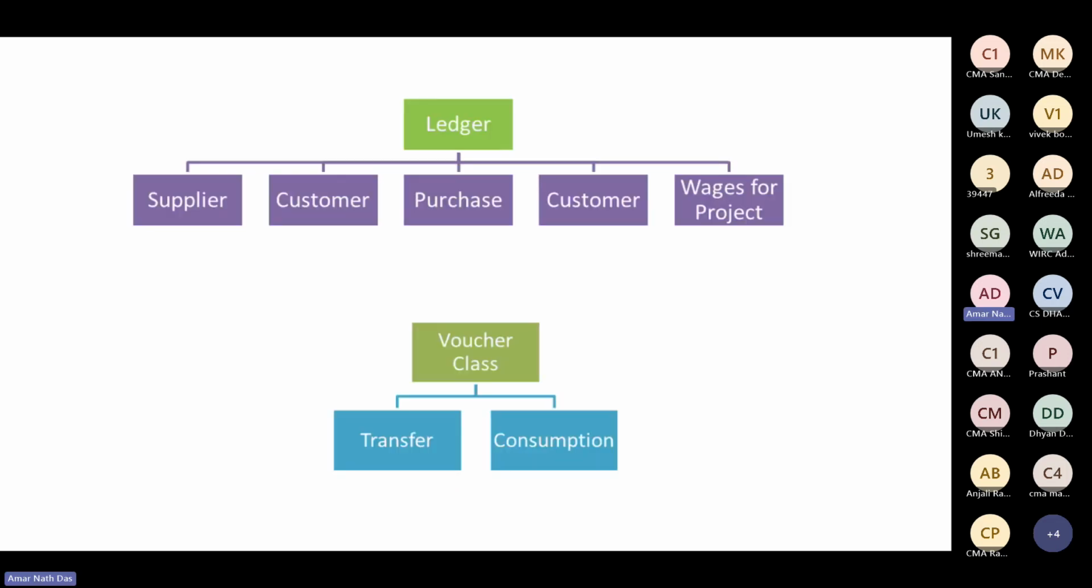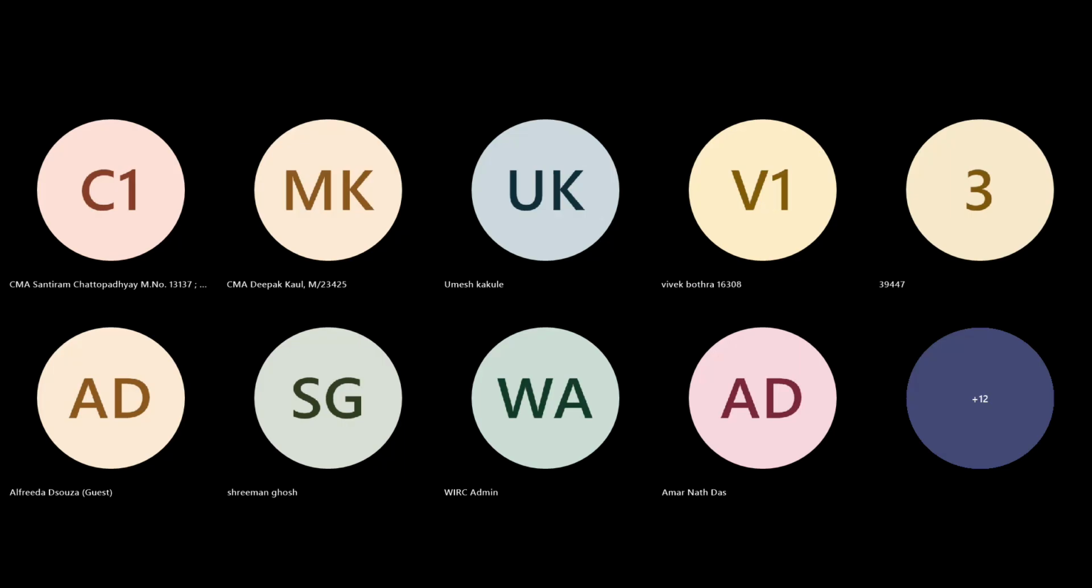Come to the next part. Then we have to create some ledgers. Ledgers means supplier ledger, customer ledger, purchase ledger, sale ledger. I make a mistake. Actually, this should be a sale ledger. This should be a sale ledger.